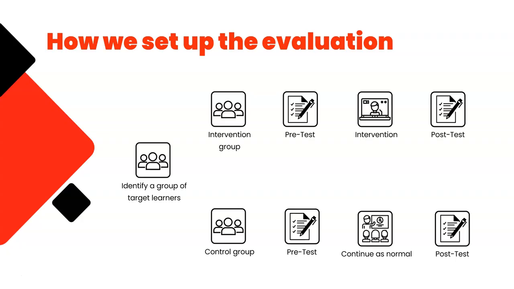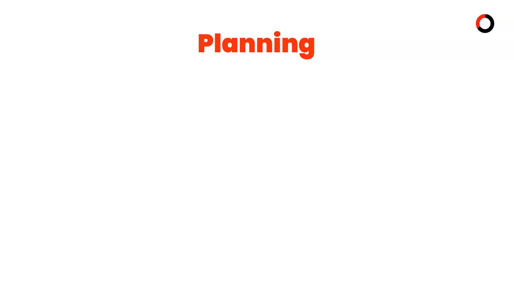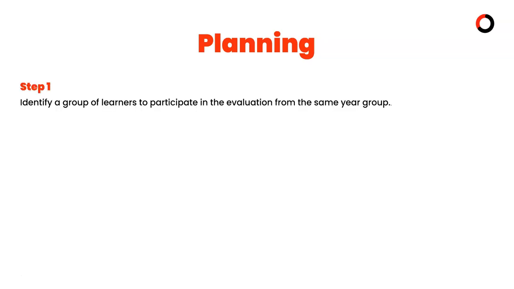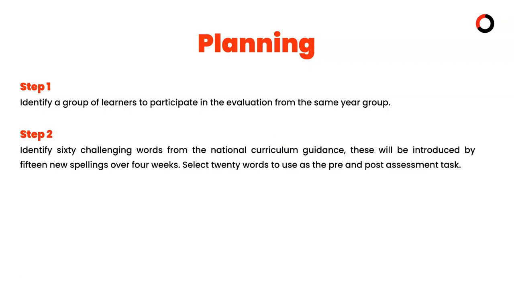So let's look at this from a step-by-step approach to how you can deliver this in your school. The planning stage. Identify a group of target learners to participate in the evaluation from the same year group. Identify 60 challenging words from the national curriculum. These would be introduced by 15 new spellings a week over 4 weeks, and select 20 of these challenging words as a pre- and post-assessment task. These will be the same words for the pre that you will use for the post.